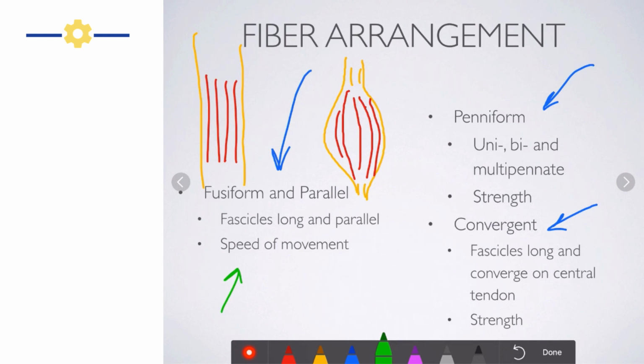So muscles like the biceps, the sartorius, the adductor longus, are going to be this parallel or fusiform arrangement, which makes them very good at developing force quickly and moving a muscle quickly. Not necessarily with a lot of force, but very fast.